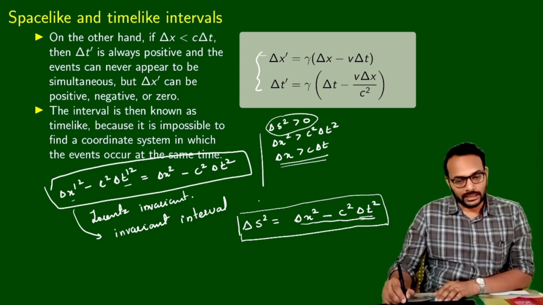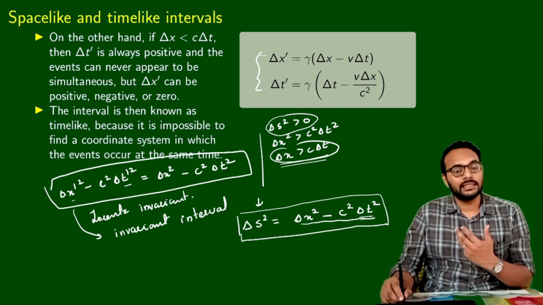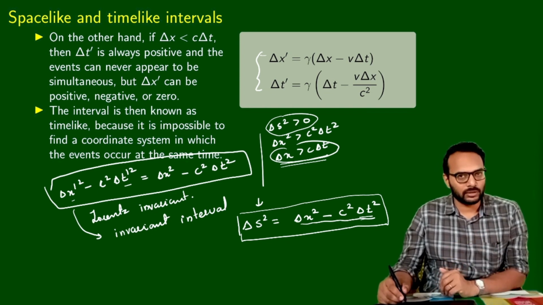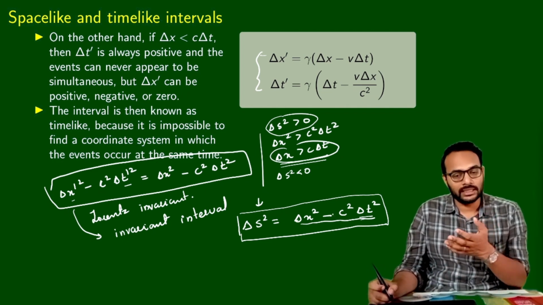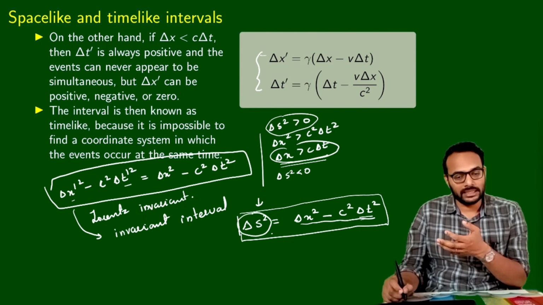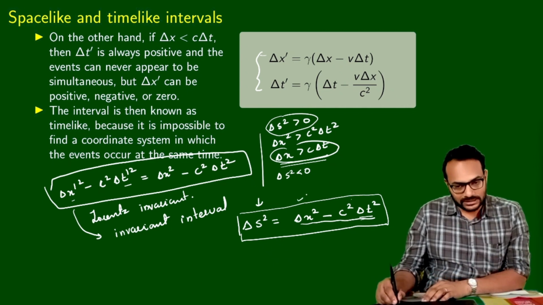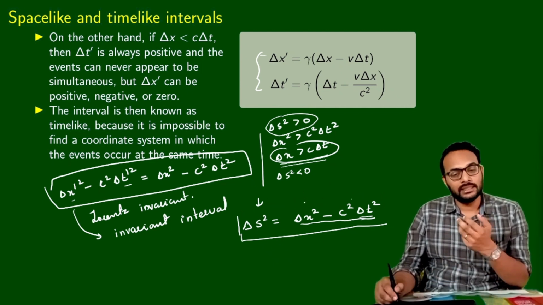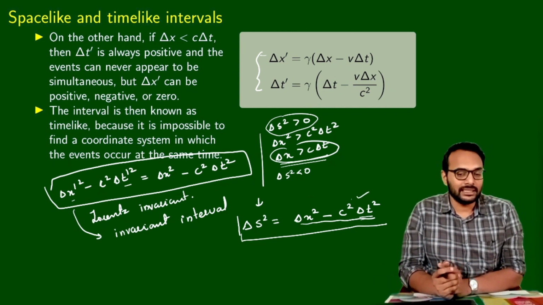In other words, in the expression for the invariant interval, the spatial part dominates. The first term dominates, so we call this interval a space-like interval. This is just another way to remember what we have already discussed. On the other hand, if delta s square is less than 0, that means that the second term is greater than the first term. And this has to be so in all inertial frames because delta s square is a Lorentz invariant quantity. If the first term is bigger, we say that the interval is space-like. If the second term is greater than the first term, we say that the interval is time-like.